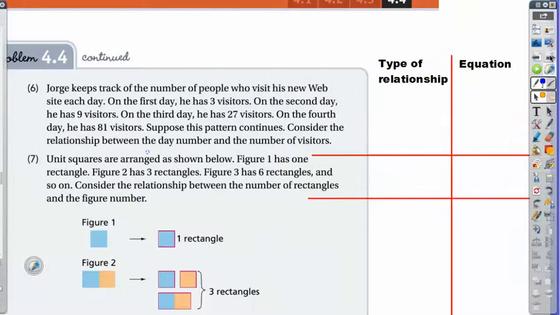And we're thinking. All right. Jorge keeps track of the number of people who visit his new website each day. On the first day, he has 3 visitors. This sounds like the job for a table. Day and visitors. First day, he had 3 visitors. On the second day, he had 27 visitors. On the third day, he had 81 visitors.